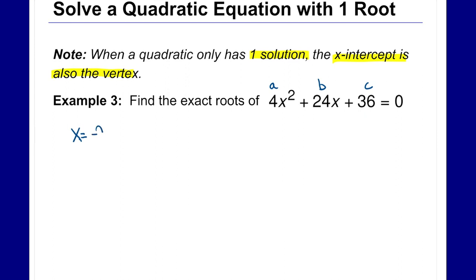X is equal to negative 24 plus or minus the square root of 24 squared minus 4 times 36, all divided by 2 times 4.